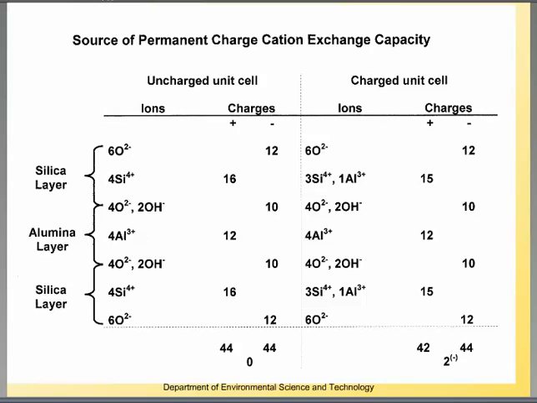And if you look at the charges here, things have a common charge. Oxygen is -2 and silica is +4 and hydroxyl is -1. If you add all these up, you can see that you've got 44 positive charges and 44 negative charges in this unit cell. Okay? So 44 plus and 44 minus gives us a net 0. This unit cell isn't charged, neutral.